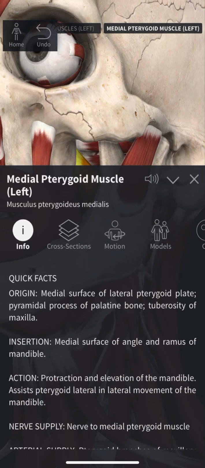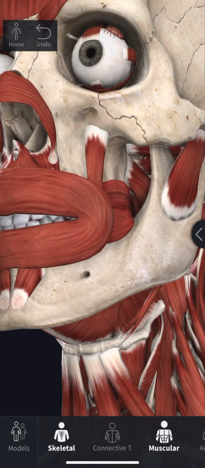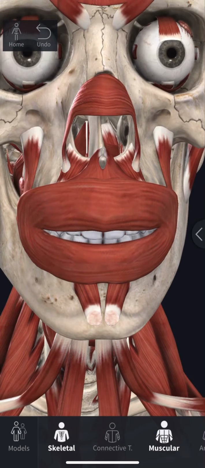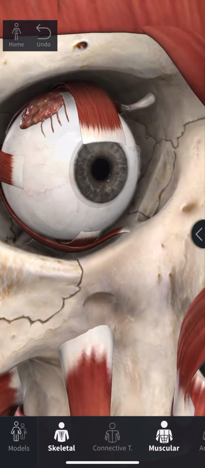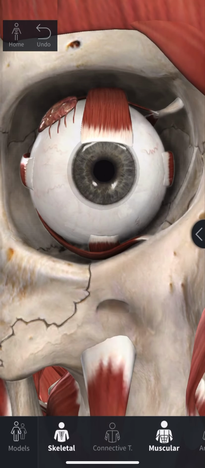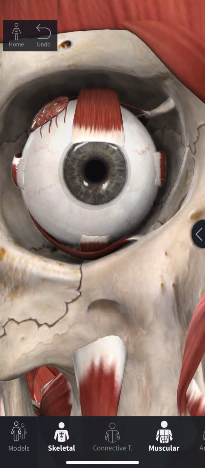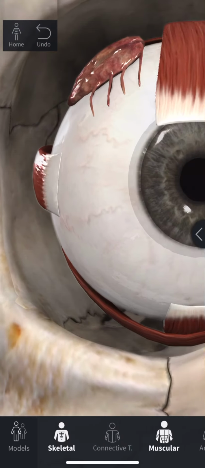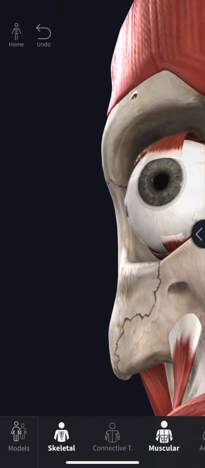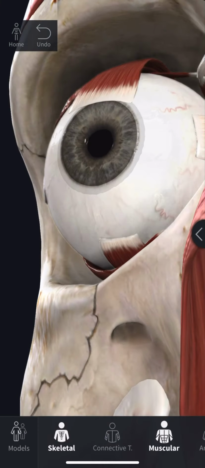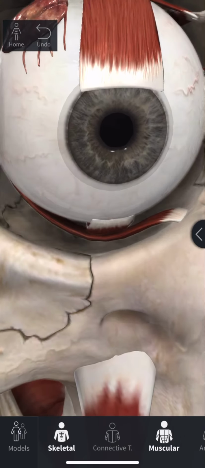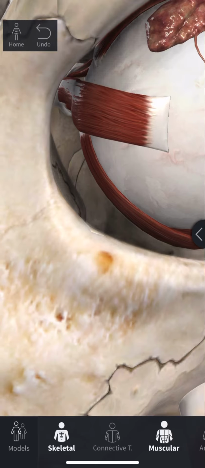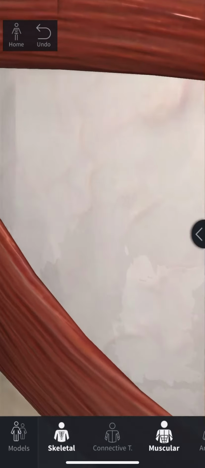We are seeing the levator anguli oris. Okay, now moving on to the eyeball here. You are seeing the superior rectus, medial rectus, inferior rectus, and lateral rectus in this view. Now, if you move a little bit inside, you are seeing the sling-shaped inferior oblique arising from the orbital plate of maxilla and going towards the lateral side of the eyeball.